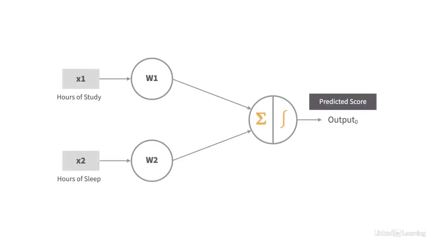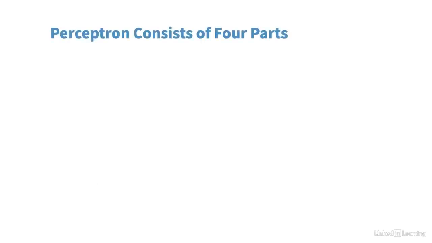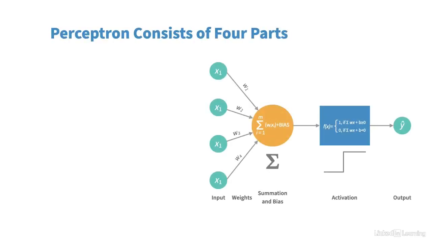Here we have replaced our hours of sleep and hours of study with the features X1 and X2. Our X1 and X2 input data are fed forward into the input node, which then feeds forward the data into the perceptron's computational node. W1 and W2 represent the weights, or how strong the signals are for X1 and X2. So a perceptron consists of four parts.